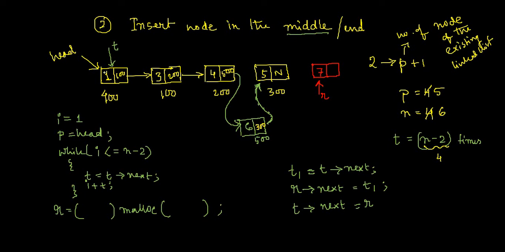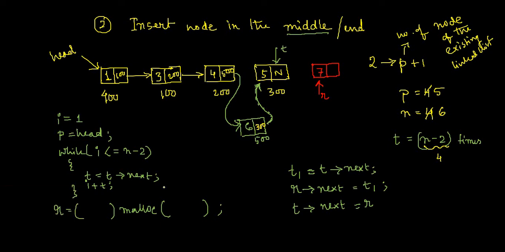So for the first time, T will change its position from here to here. Then for the second one, T will change its position from here to here. For the third one, from here to here. Now for the fourth one, from here to here. That means forget about these, they are vanished. T is no more pointing to the other nodes. T is basically pointing to the last node, the node after which I want to insert. So that is correct.